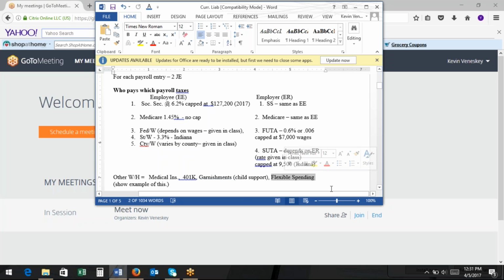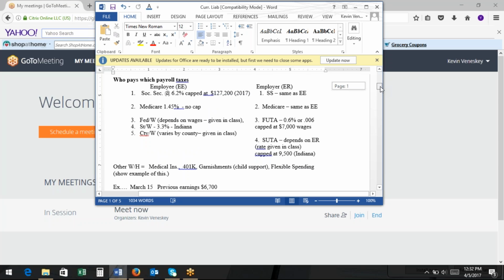Flexible spending. I'm not going to have an example of this right now, but maybe in class I'll give you an example of how beneficial flexible spending accounts are, also known as health savings accounts. They really do save you money if you use them properly.